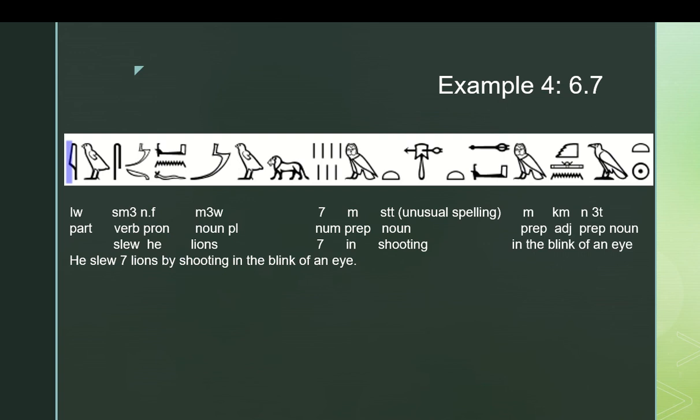Kem I have as an adjective because it sometimes means black. I think here it's better parsed as a noun. But it's not something that you really need to know how to parse grammatically because it's an idiom. It just means in the blink of an eye.